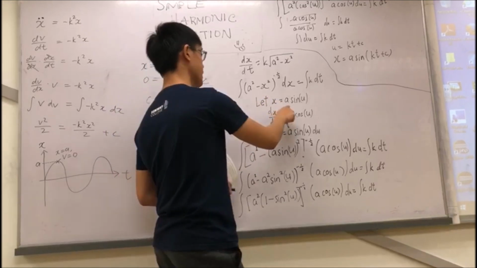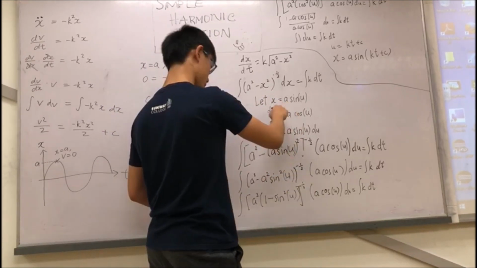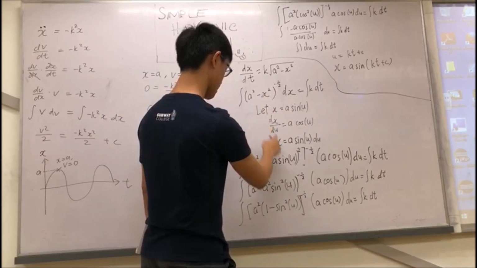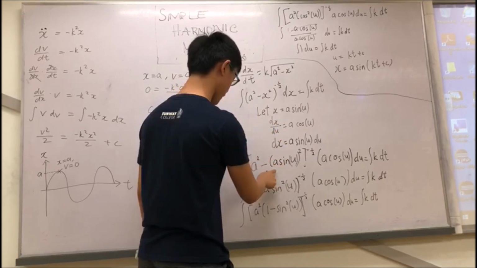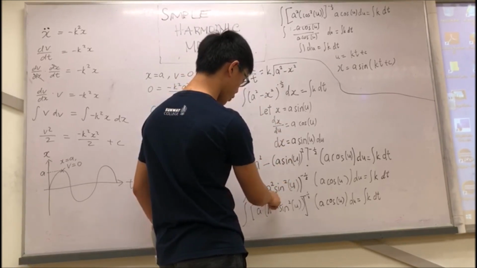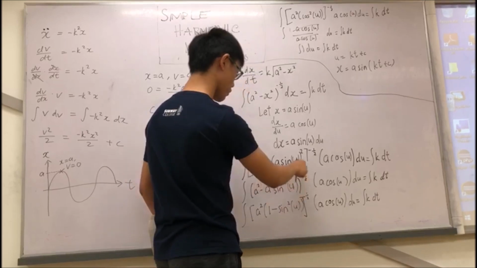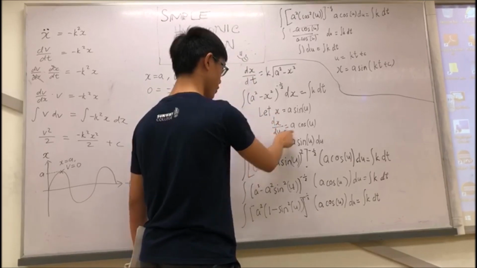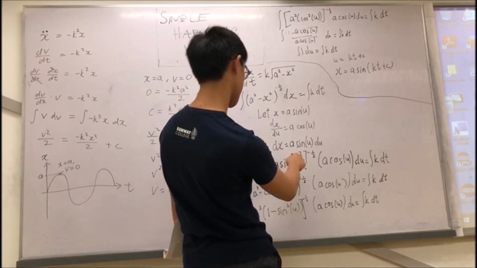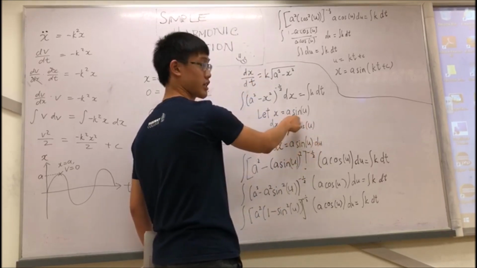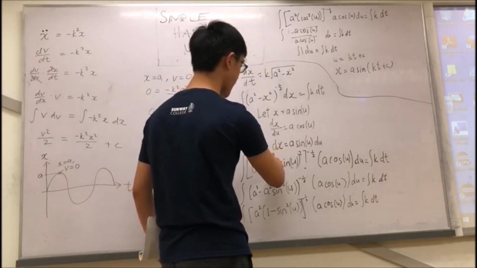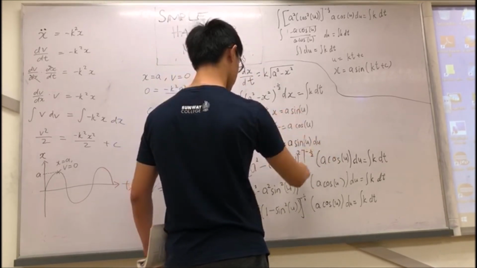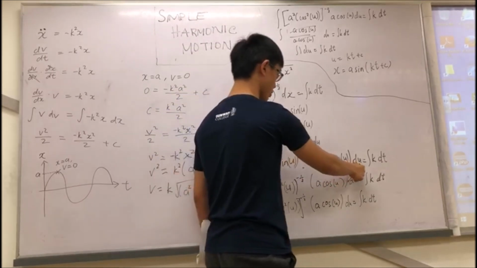Then we let x equal a sine u. Then you put this back in here. Then you expand. It will become a squared sine squared u. And we need to differentiate x with respect to u. You will get a cos u, because when you differentiate sine you get cos, so dx equals a cos u du.